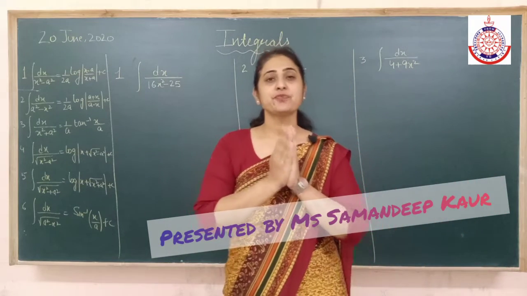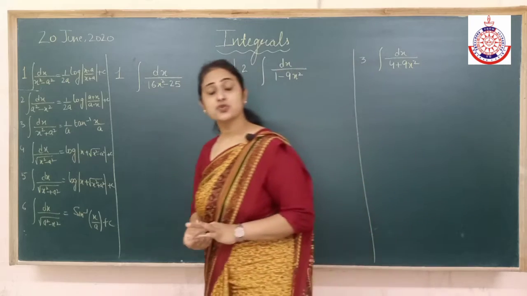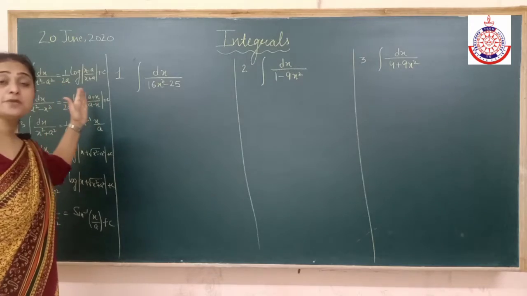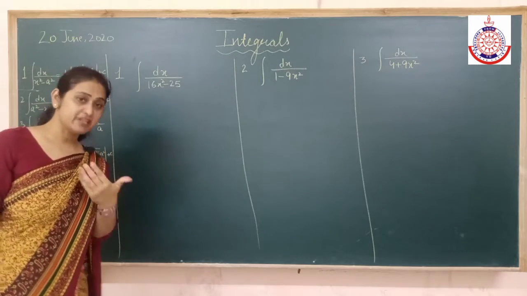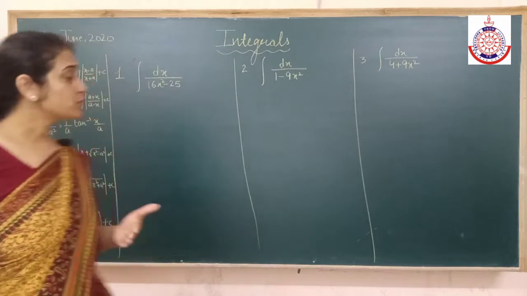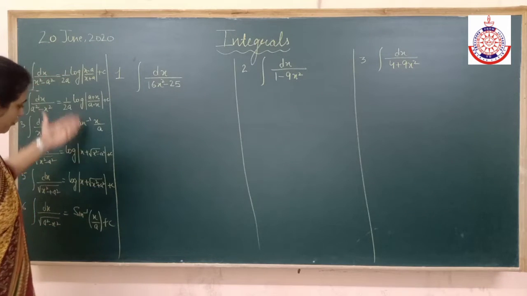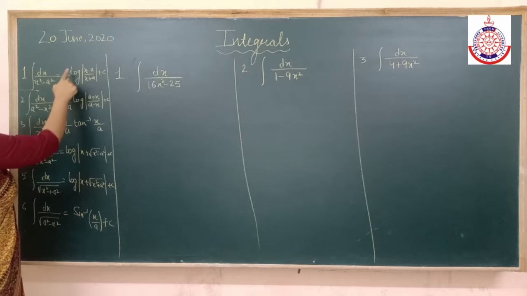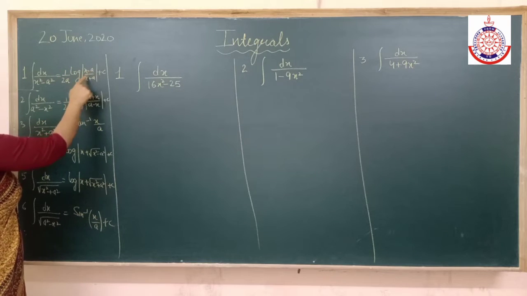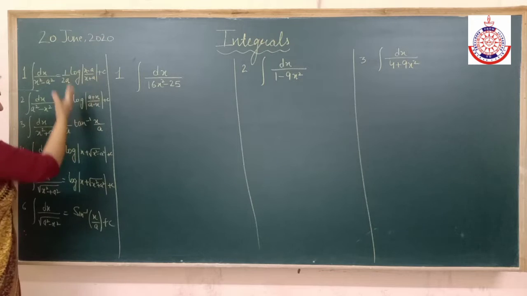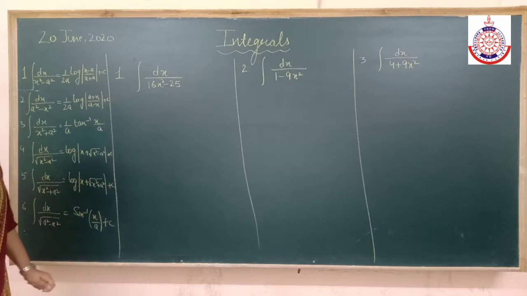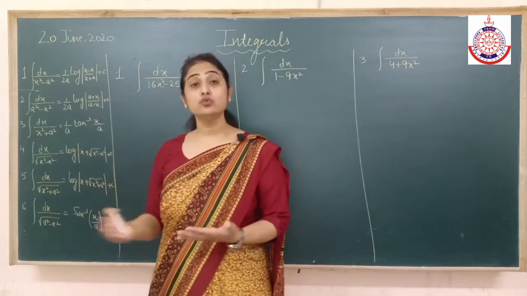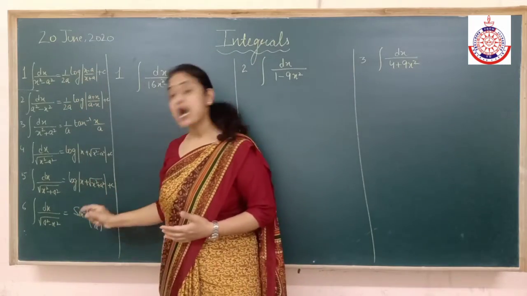Namaste students. Today we are going to start with the examples based on the formulas which we did in the previous videos. I hope you all have learned by now. These were the integrals of some particular forms. If you remember, dx upon x square minus a square is 1 by 2a log of x minus a upon x plus a plus c, and so on. We derived the formulas and solved them, and saw how to come to the answer.